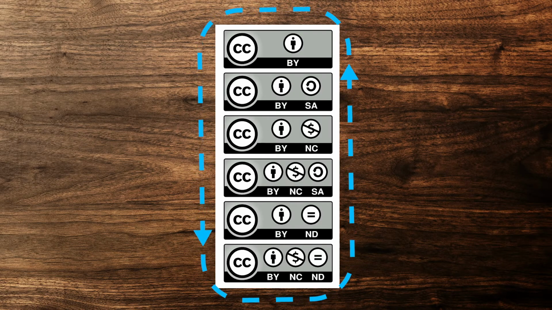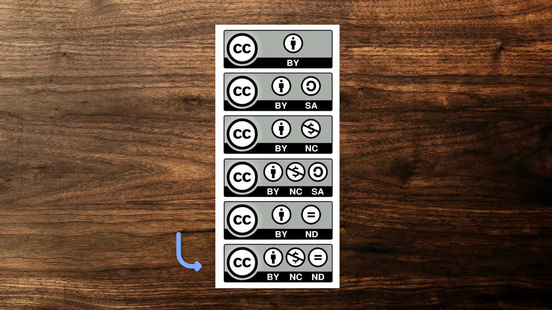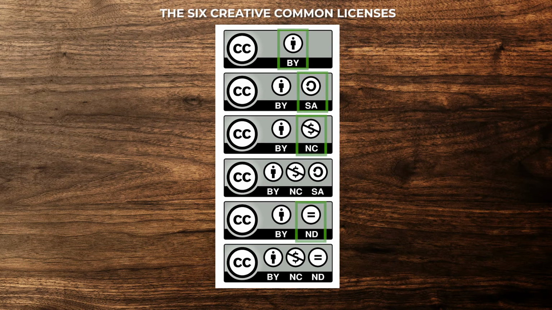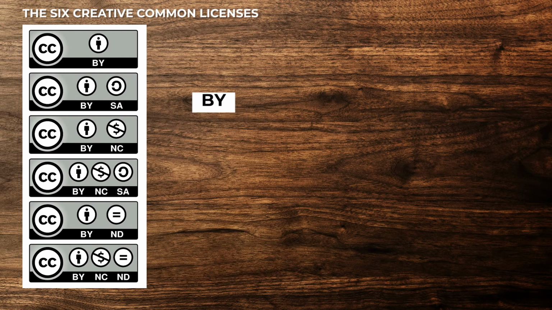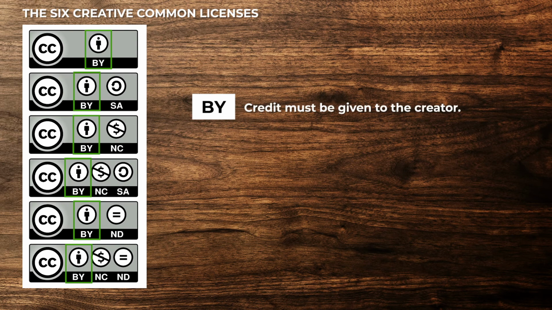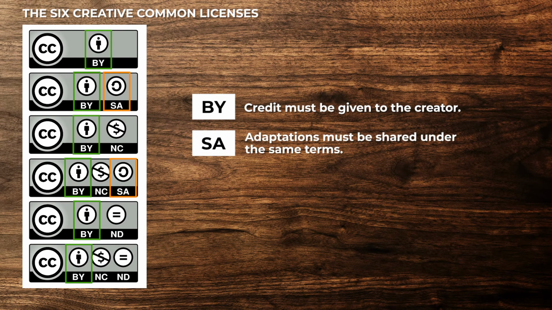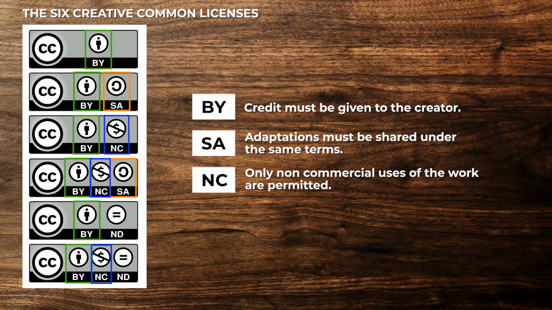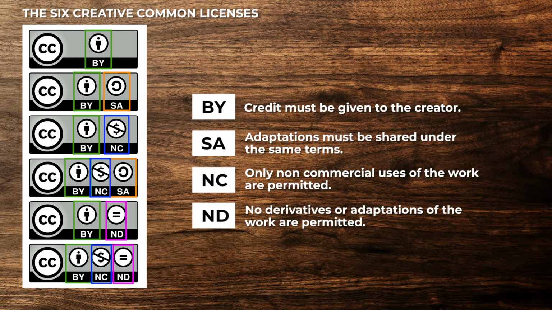Creative Commons licenses are organized on a scale from less to more forgiving. Four kinds of restrictions can be combined. All of them require a credit to the author. BY: credit must be given to the creator. SA: adaptations must be shared under the same terms. NC: only non-commercial use of the work is permitted. ND: no derivatives or adaptations of the work are permitted.